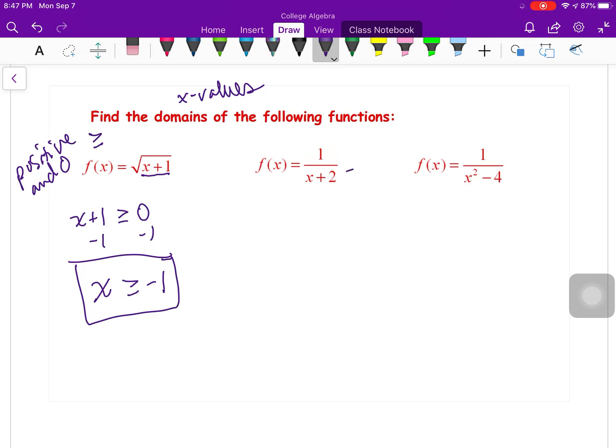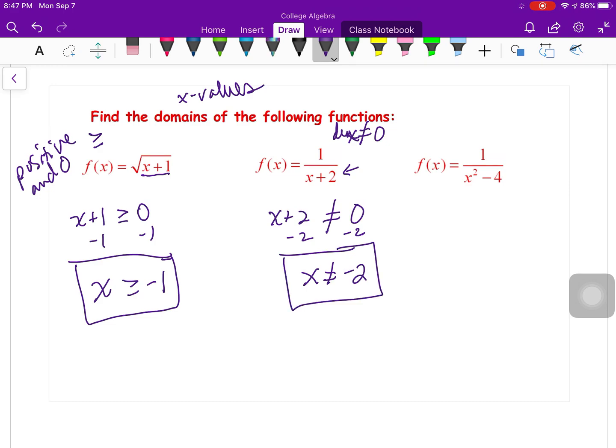Notice here, my x is in the denominator. Can you have all real numbers in a denominator? You can have anything but 0. So x cannot be 0. Well, my denominator is not just x, it is x plus 2, which cannot be 0. Subtract 2, x cannot be negative 2. Any number but negative 2 will work in the denominator.